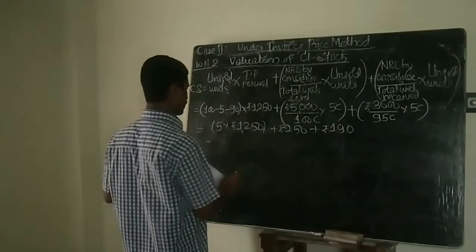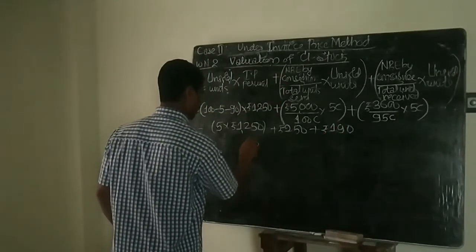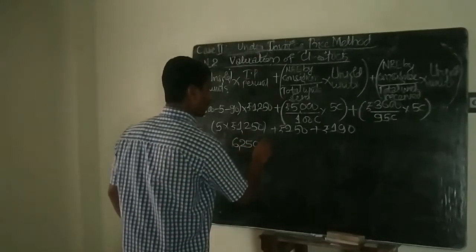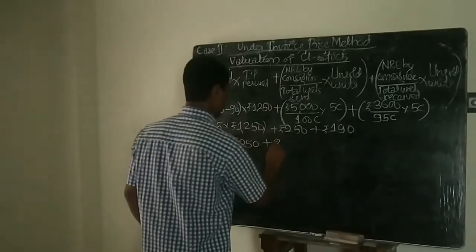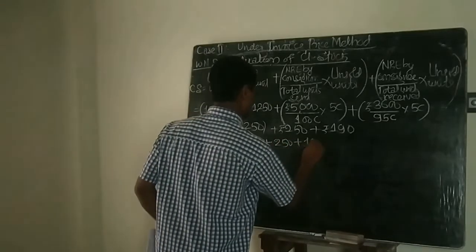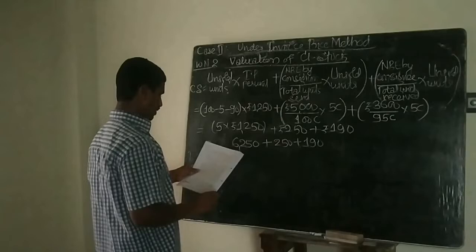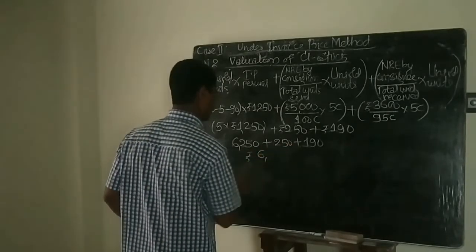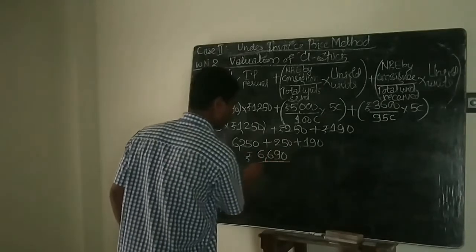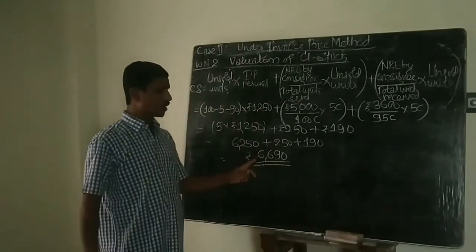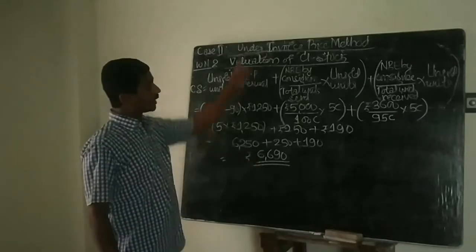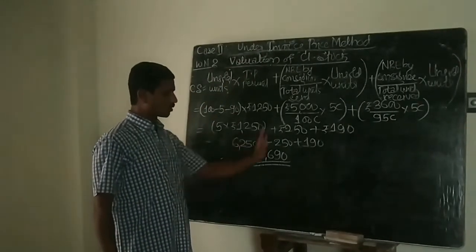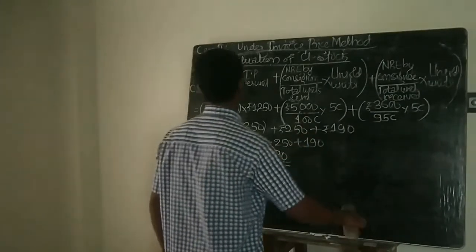So now, 5 5s are 25, carry 2, 5 2s are 10, 12, carry 1, so 6250, plus 250, plus 190. How much will it be? 6,690 rupees. This is the value of closing stock under invoice price. But when you are taking the loading here, we should take only on this amount, not this here, because the expenses will not be considered here.